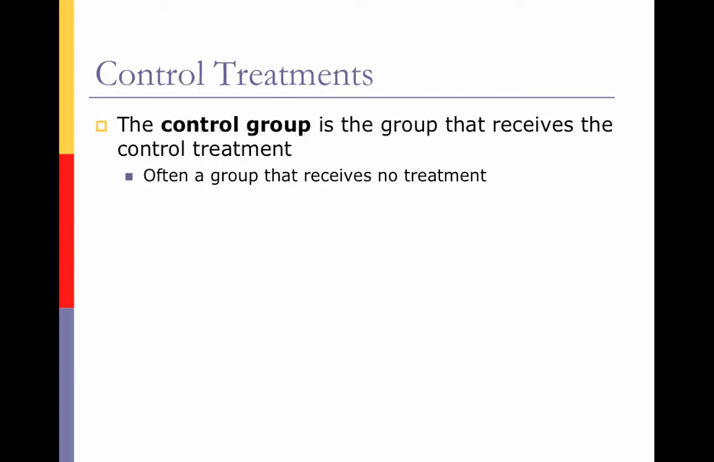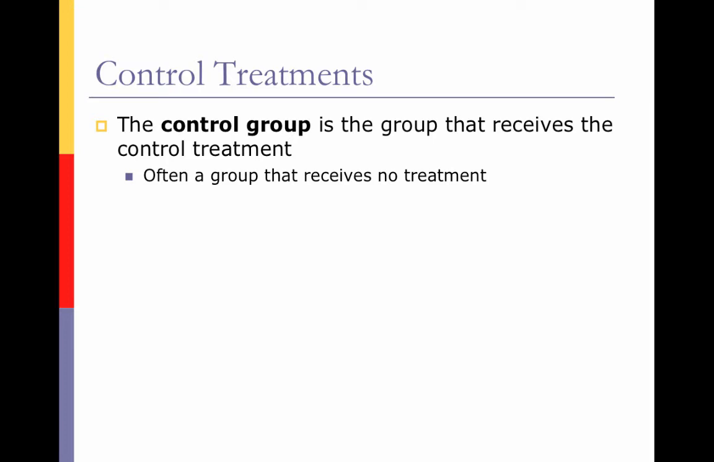This is slightly different than a control group. The control group is the group that receives the control treatment. Oftentimes, this is a group that receives no treatment at all. So again, in our headache medication example, you might have one group that receives a full dose, one group that receives a half dose, and one group that receives no medication at all. That group is called the control group.